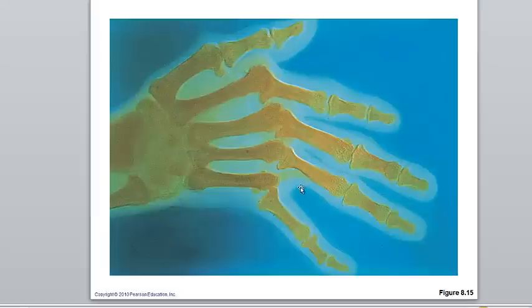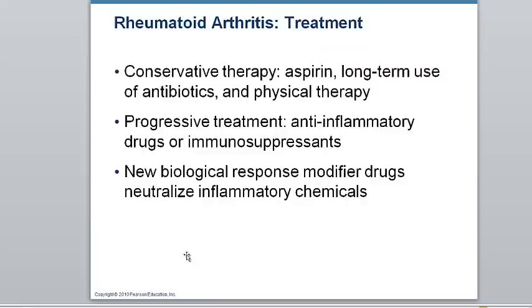You have an ulnar deviation. Because of all the pannus that is being formed, the joint automatically moves towards the ulnar side. Here's your thumb and here's your little finger. You can see an ulnar deviation going on in these patients.